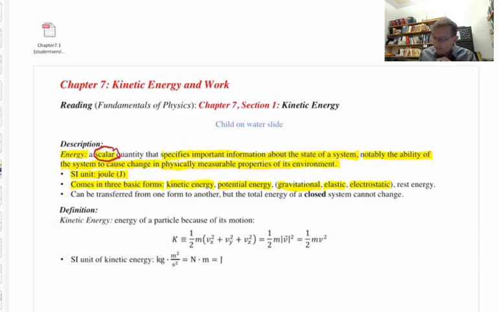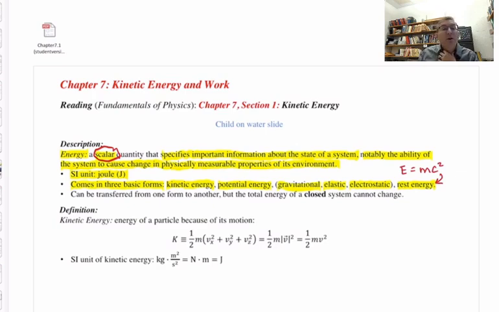And the third basic form of energy is called rest energy. You'll learn about that if you take Physics 280. And there what we're referring to is the famous equation E equals mc squared. That's called the rest energy of a particle. It's the energy a particle has because it has mass m. That came to us, of course, from Albert Einstein. We're not going to talk about rest energy this year.